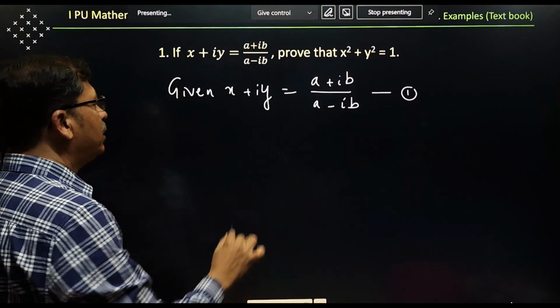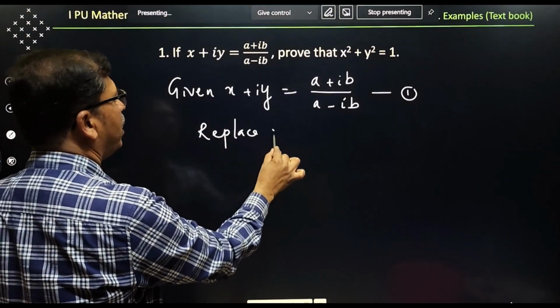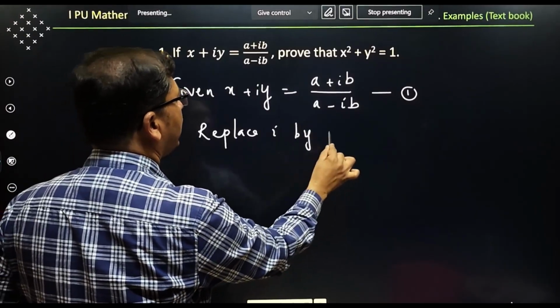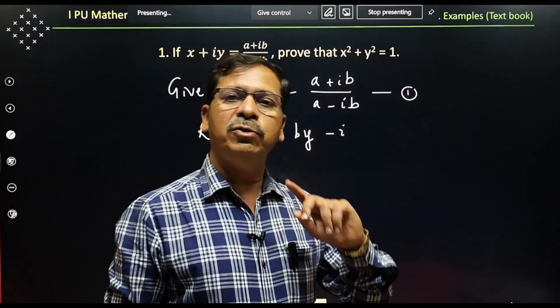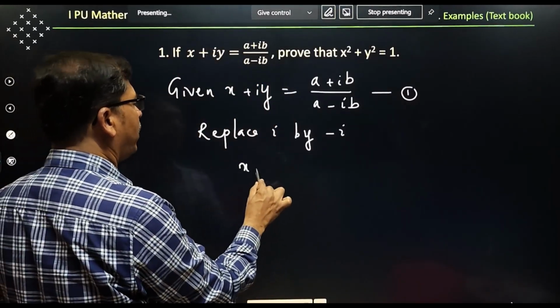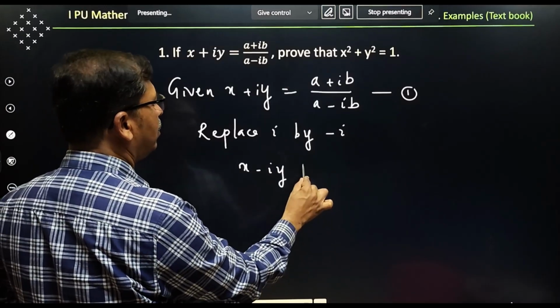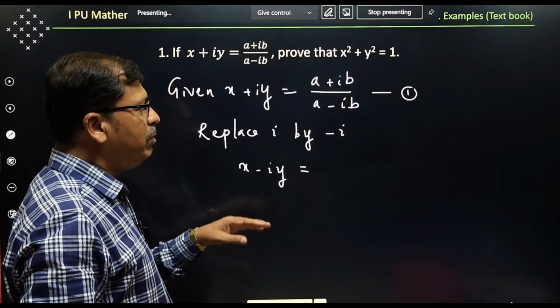Just you do one thing. Replace in the above expression, replace i by minus i. Simply I would like to replace i by minus i. Then you see what happens. x plus iy becomes x minus iy. Similarly, in the numerator, what that equation 1 leads to, a plus ib becomes what?